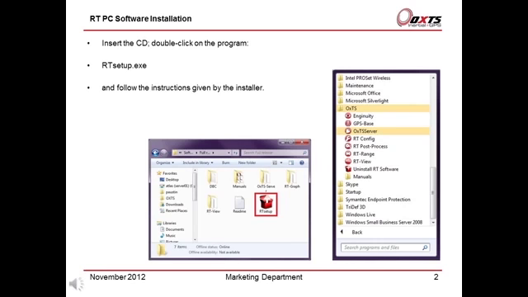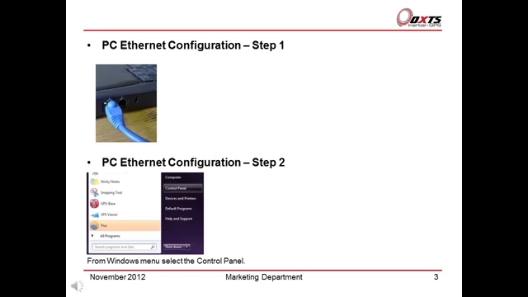Now let's look at the PC Ethernet configuration step 1. The RJ45 Ethernet connector on the RT can be plugged into the network hub. To connect directly to a laptop, a crossover must be used. The RT is supplied with a suitable crossover coupler and a straight-through RJ45 patch cable.